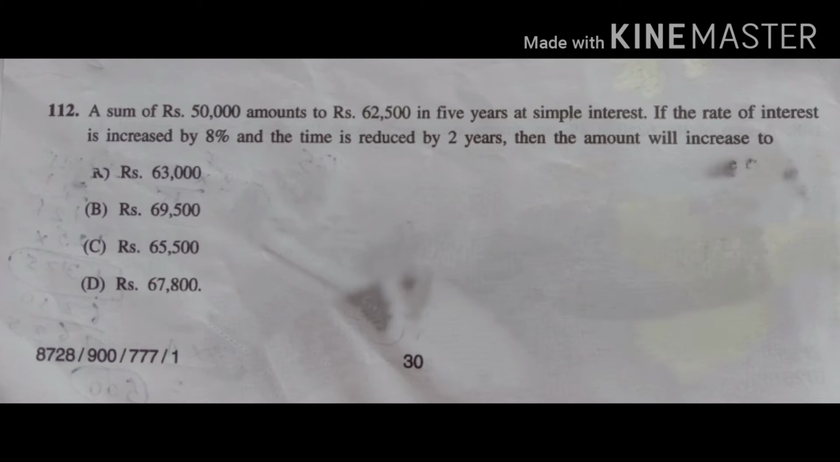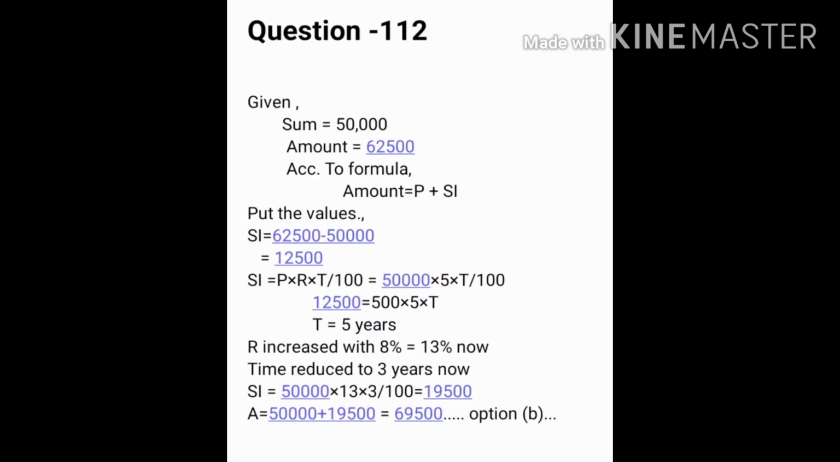Then a sum of rupees 50,000 amounts to 62,500 in 5 years at simple interest. If the rate of interest is increased by 8% and time is reduced by 2 years, then the amount will be increased to 63,000, 69,500, 65,500 or 67,800. So move to the solution.